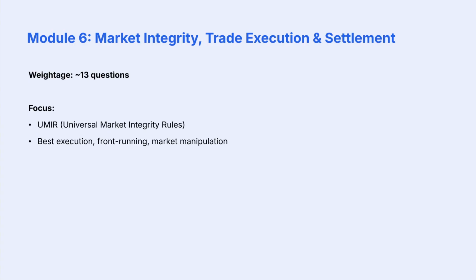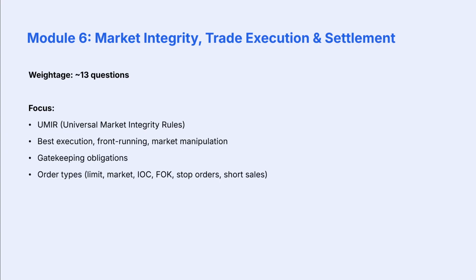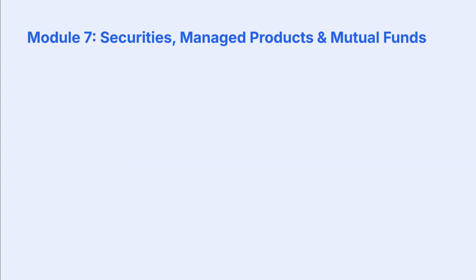And then the market integrity, trade execution, and settlement. 13 questions would be there in the exam. UMIR, Universal Market Integrity Rules, we are going to discuss. Best execution, front running, market manipulation. So that is to be discussed in the upcoming classes. Gatekeeping obligations, order types, limit, market, IOC, FOK, stop orders, short sales. We are going to discuss all of them. You might be aware of them, but we are going to discuss all of them in detail in the future. Margin accounts, requirements, trade settlement and confirmations.